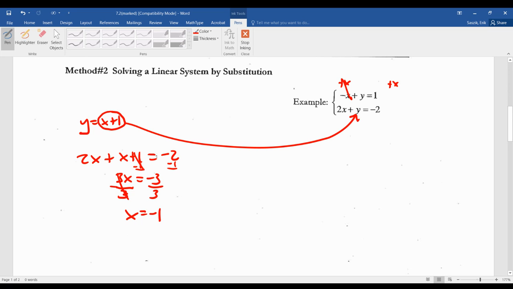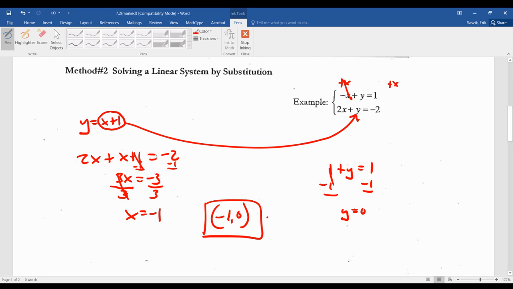So like an elimination, we're not done yet. We have to go and plug into one of these original equations. So look, I'm going to take this -1, I'm going to put it in here. The negative of -1 would be +1. Move the 1 over, and we get y equals 0. So our answer is -1, comma 0. There you go. Okay? So just like an elimination, after you solve for the first variable, you still have to go and solve for the second variable.